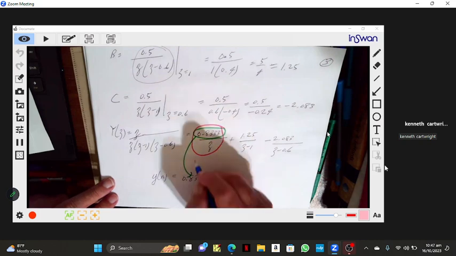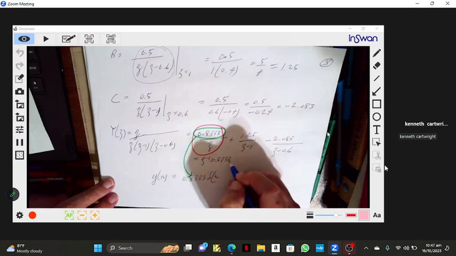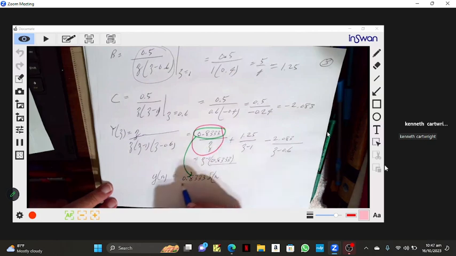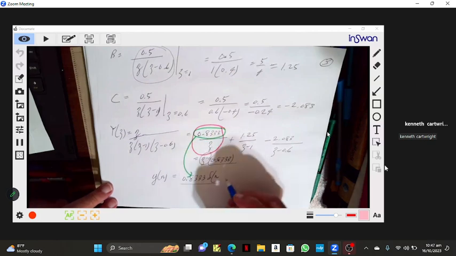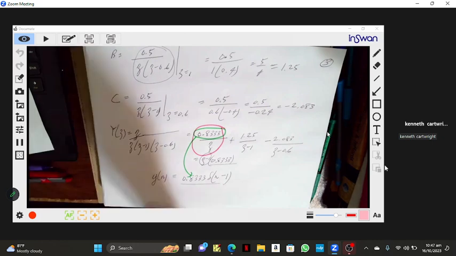1 over z is the same thing as z to negative 1. So this gives us this, but the z to negative 1 says make it negative 1. Any questions about that? Again, that comes from a knowledge of the table.